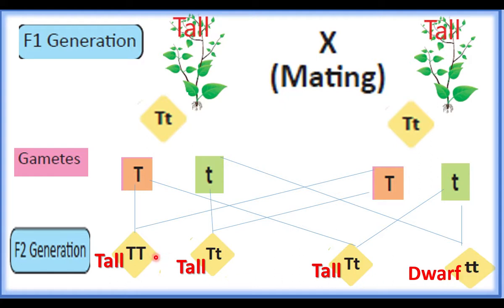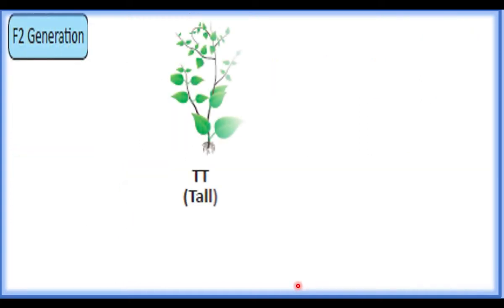Of the two factors, one is expressed more frequently. When capital T is there, the plant is tall. So the character of capital T is expressed more frequently. That is the dominant character. The other one is the recessive character. In the F2 generation, 3 plants were tall.